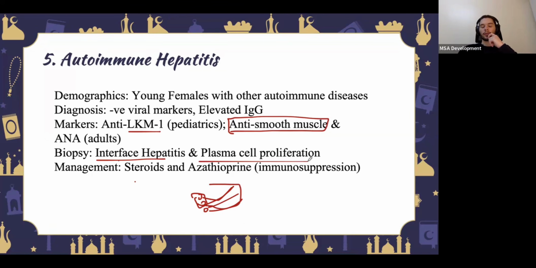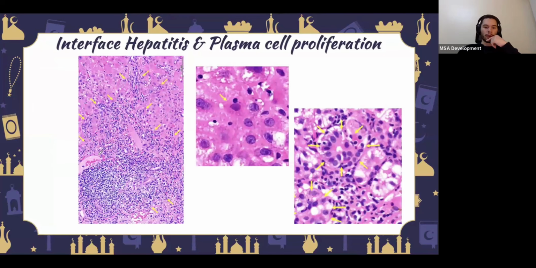Finally, you have the plasma cell proliferation. From its name, plasma cells start proliferating around the place. And since it is autoimmune, how would you manage it? You'd give them steroids and do immunosuppression. Okay? This is what I was referring to as interface hepatitis. So you can see here, hepatitis all over, and here are plasma cells, but this is plasma cell proliferation.